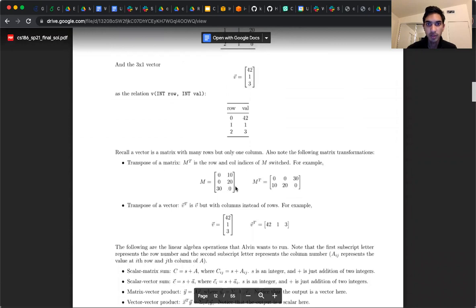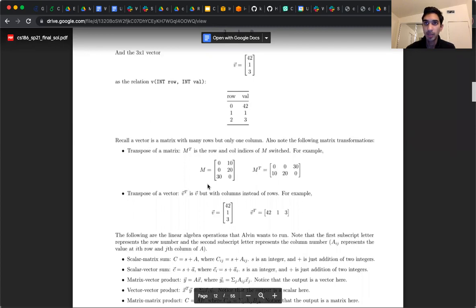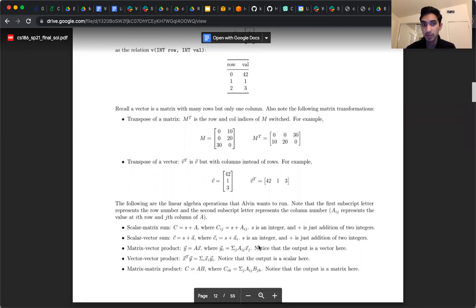Okay, so we are given matrices and we're given some properties of matrices. If you've taken a class like E16A or Math 54, you should hopefully know what multiplying two matrices together or multiplying a matrix and vector together would mean. If not, there's some definitions here to catch you up.